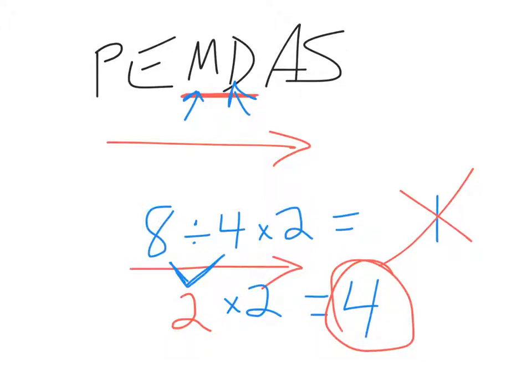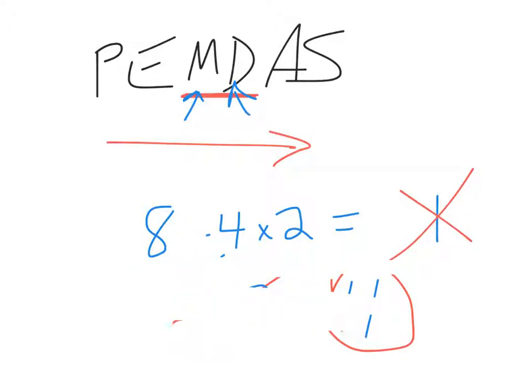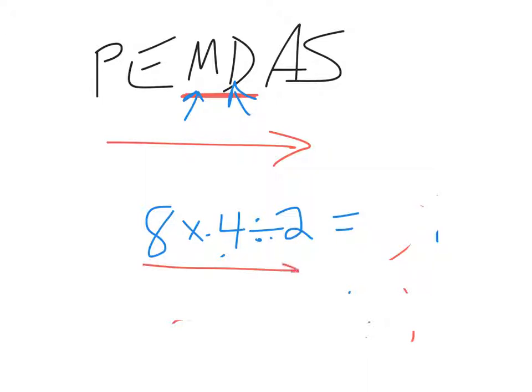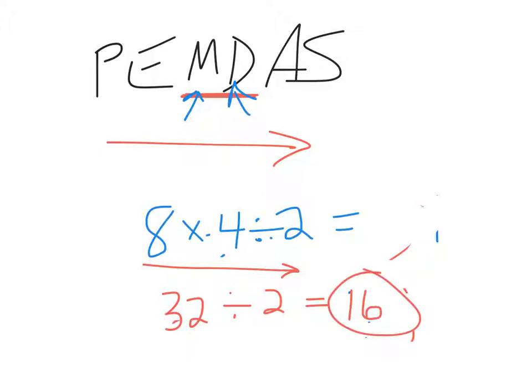And now if I rewrote this here, and let's say it said 8 times 4 divided by 2. In this case, the multiplication does come first, because now when I read that from left to right, I have 8 times 4, so I'm going to do that first, and then divided by 2 is the last step. This answer would be 16. So that's what I mean by that. We're going to read that from left to right, and whichever one comes first is what we do first.